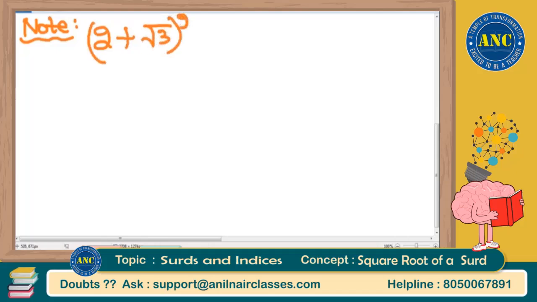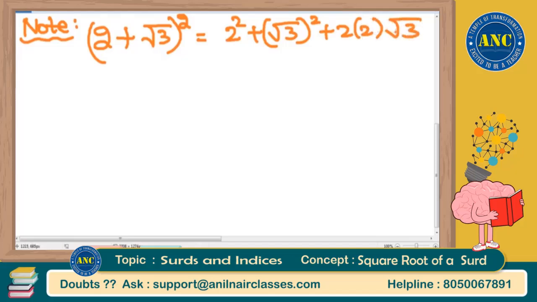This is similar to (a + b) whole square. It is a square plus b square plus 2ab. It is 2 into root 3. If I simplify, this will be 4 plus 3, which is 7, plus 4 root 3, right? 7 plus 4 root 3. This is nothing but 7 plus 2 into 2 root 3.